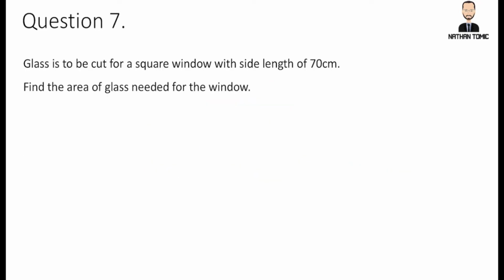Question 7, another worded question. Glass is to be cut for a square window with side length of 70 centimetres. Find the area of glass needed for the window. So again, it's a good idea to draw a diagram. So again, I'm drawing a square because it tells me it's a square and the side is 70 centimetres. Again, I'm going to indicate that all of these are the same because it is a square.